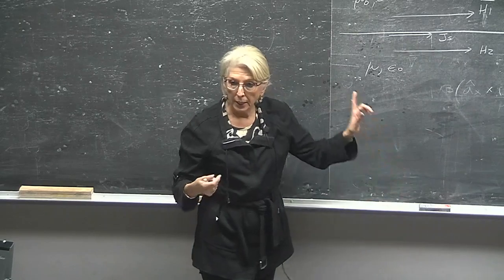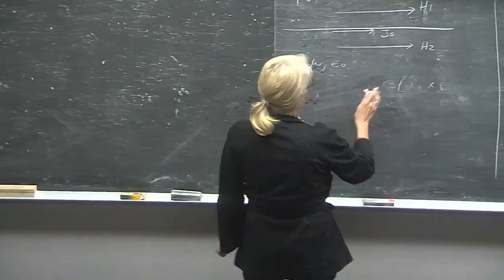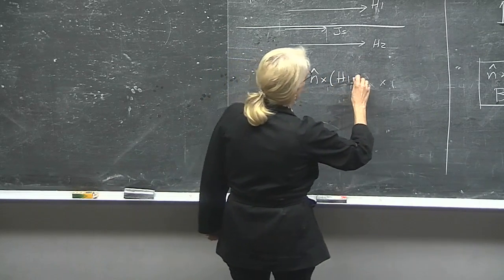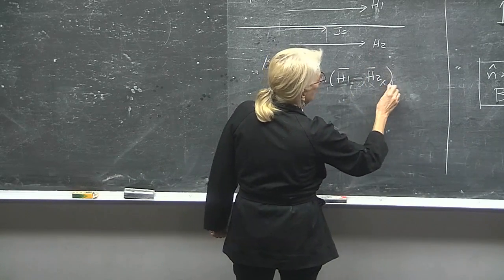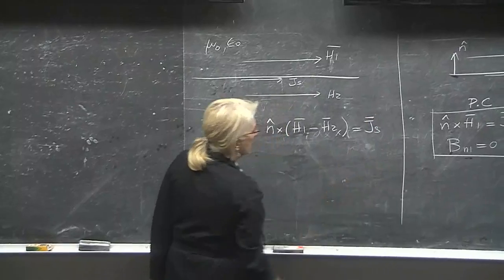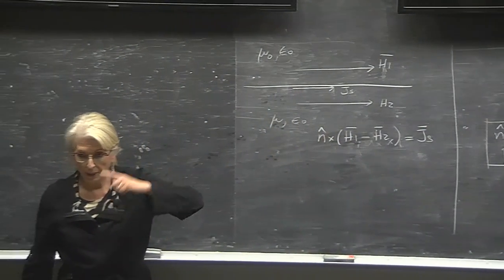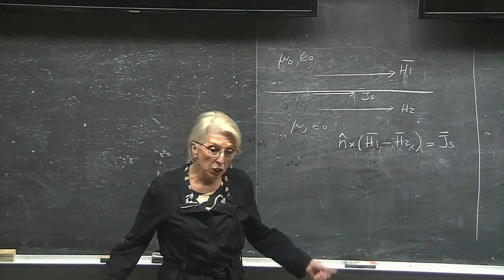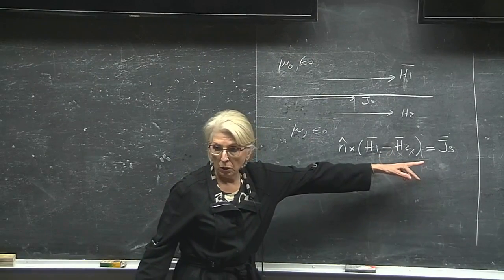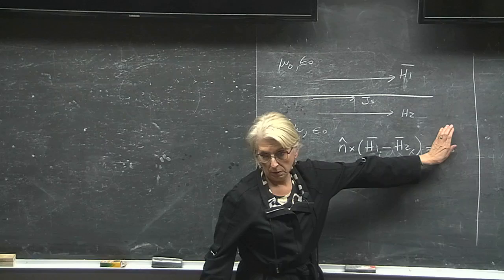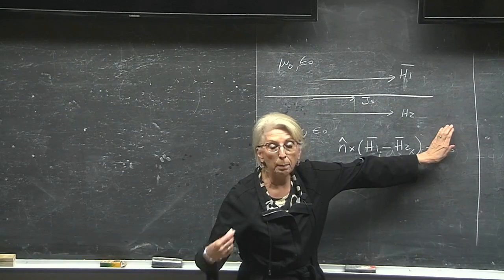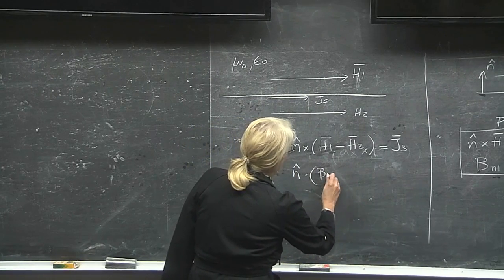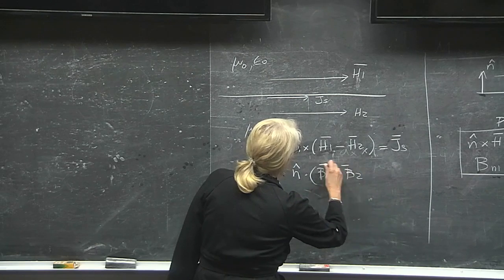In this particular case, the boundary conditions change and they will be N cross (H1 minus H2) equals this surface current J sub S, which is due to the free electrons that start moving like that, and may or may not be there. If the magnetic material does not have those free electrons, then this is going to be 0. It depends a lot on the material, and that is going to be given to us. And second, we have that N dot (B1 minus B2) will be 0.